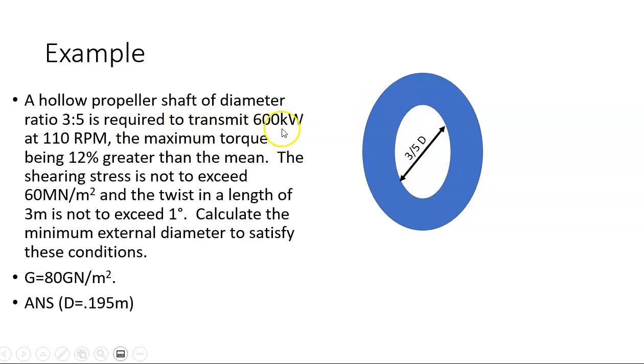We're required to transmit 600 kilowatts at 110 RPM, the maximum torque being 12% greater than the mean. The shearing stress is not to exceed 60 meganewtons per meter squared, and the twist in a length of 3 meters is not to exceed 1 degree. Calculate the minimum external diameter to satisfy these conditions. And we're told that the modulus of rigidity is 80 giganewtons per meter squared.